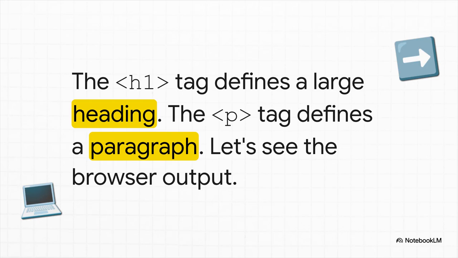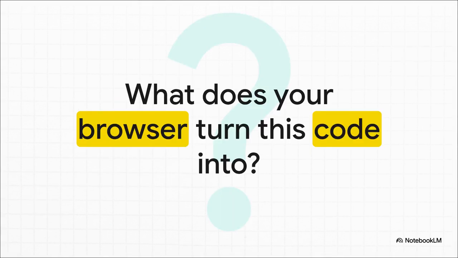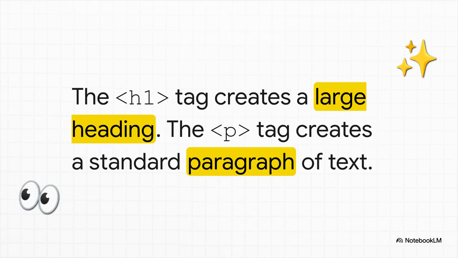Okay, let's look at two of the most common tags you'll ever see. The H1 tag stands for heading 1, and it's basically for the main title of a page. And the P tag, like we just saw, is for a standard paragraph. So, the browser reads this plain text with these weird angle brackets. What does it actually put on your screen? Let's take a look. And there it is.